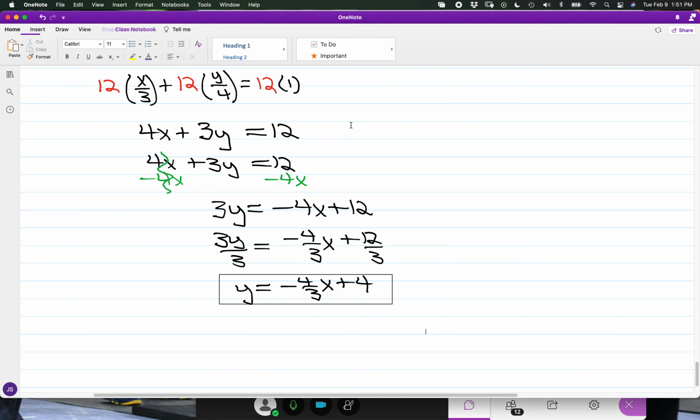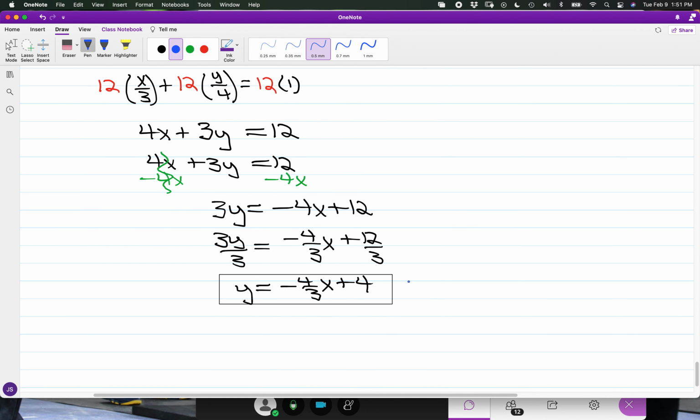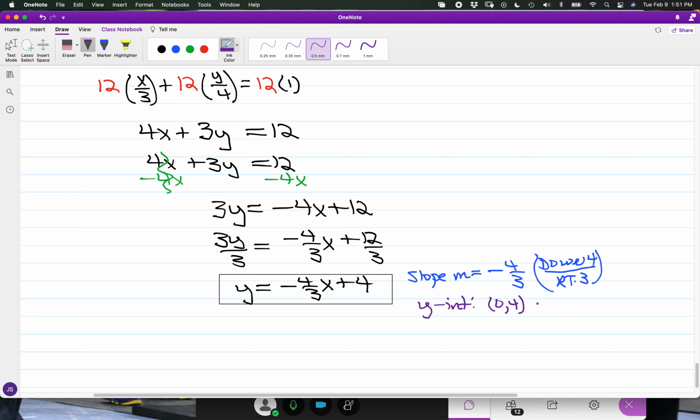Okay, just for the details, you have the slope equal to negative 4/3. So this would be like going down 4 and shifting over to the right 3 units. And with the number 4 here, we have the y-intercept, so you have 0, 4, or y is equal to 4.